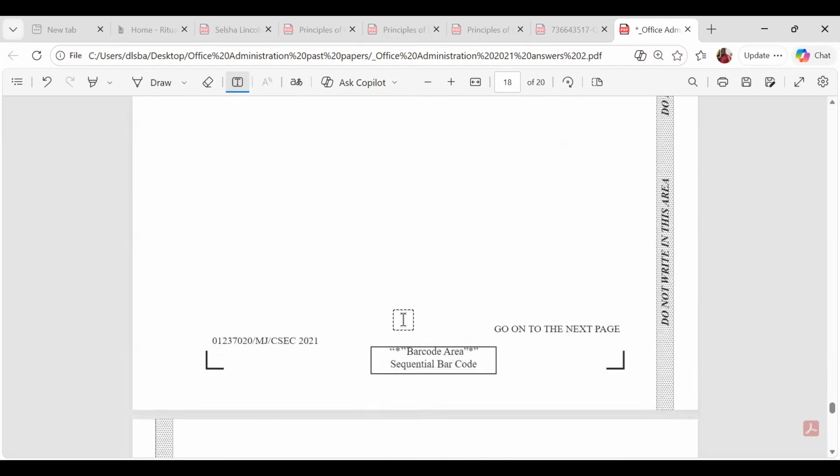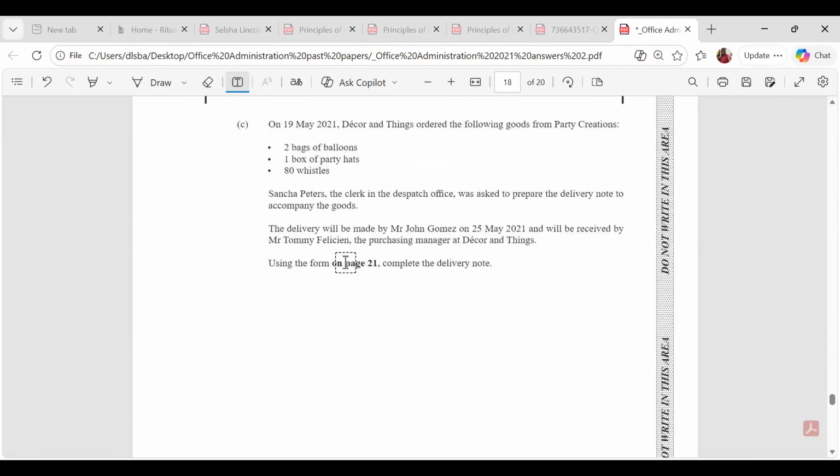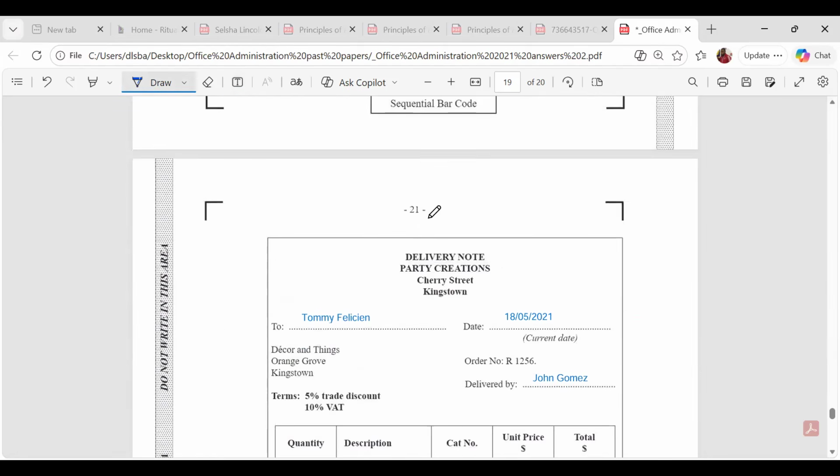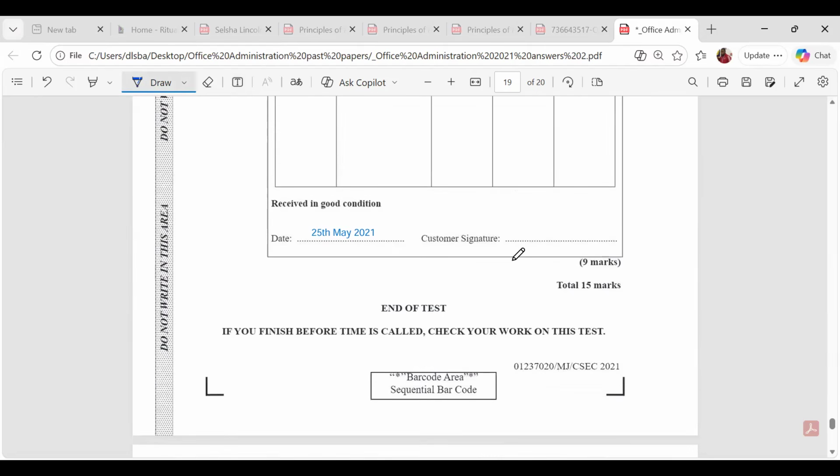Received in good condition. They say delivery will be made by Mr. John Gomez on the 25th, 2021. So you put the received there, and the customer, Mr. Felician, would sign here.